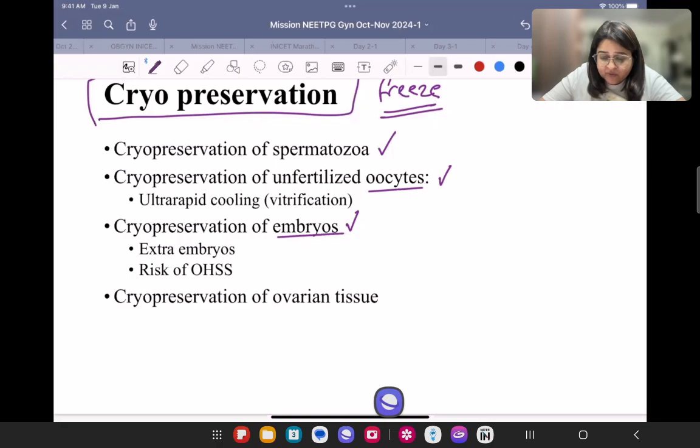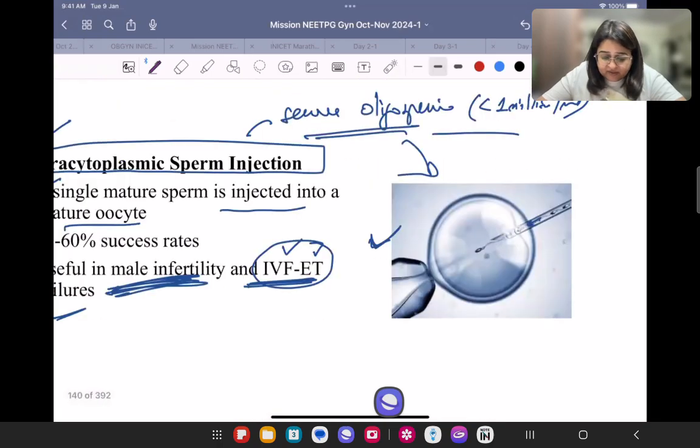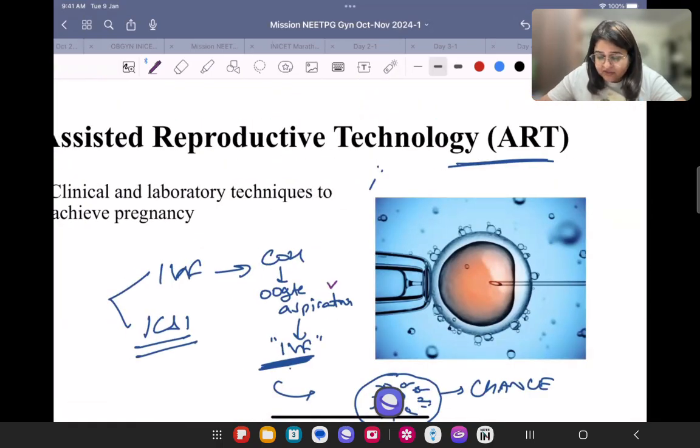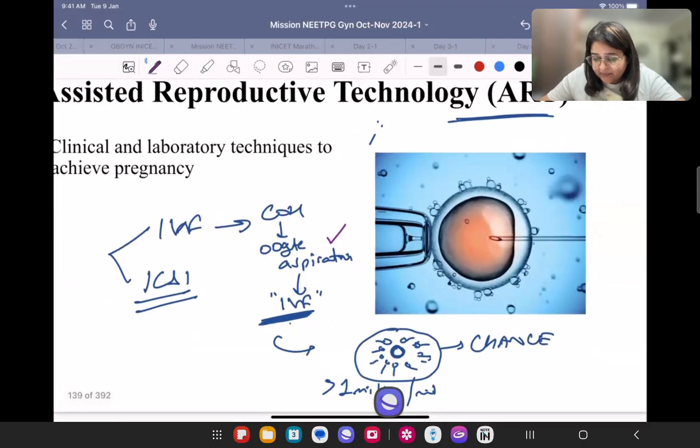So initially what was done was, once you do the oocyte aspiration, you create the embryo. Once the embryo is formed, you directly do an embryo transfer. This is called a fresh embryo transfer. But nowadays, nobody does a fresh embryo transfer.